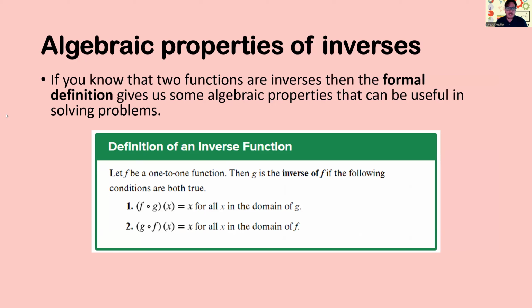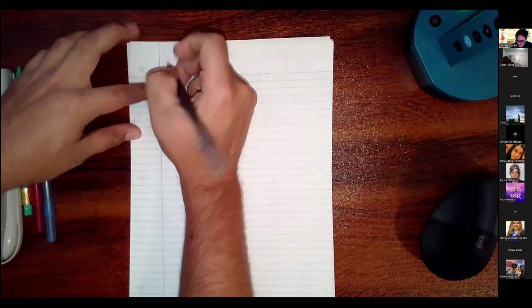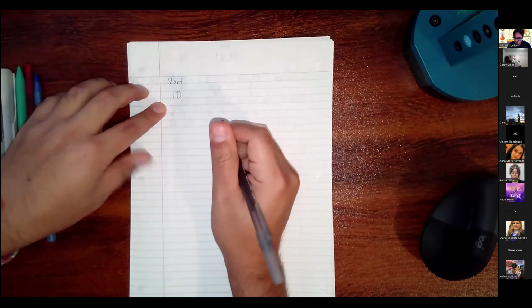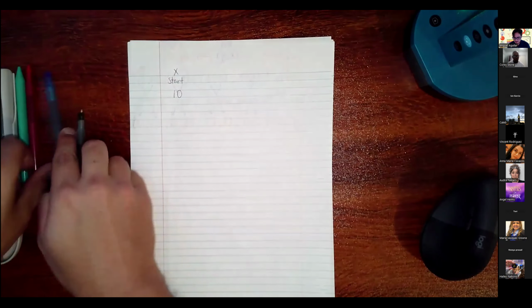Well, there's this other property that's kind of sort of useful sometimes when you're looking at inverse functions, and this idea is that if you were to compose an inverse function with the original function, those two functions will cancel each other out. Okay, so I'm going to walk you guys through maybe a very easy example of thinking about this. I'm going to start with the number 10. I'm going to say that's my x value. Okay, just the number 10.